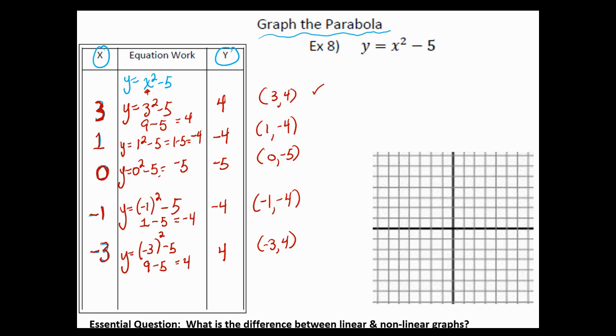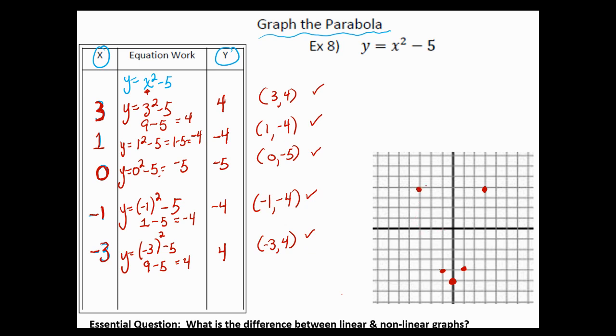Okay, so the first dot is over 3, up 4. The next one is over 1, down 4. This one is 0. For this, I always say 0, don't move. And then this is the up or down. So don't move, down 5. The next one is -1, down 4. Whoops, I erased it. And the last one is left 3, down. Left 3, up 4. Sorry, I read that wrong. 1, 2, 3, up, 1, 2, 3, 4.